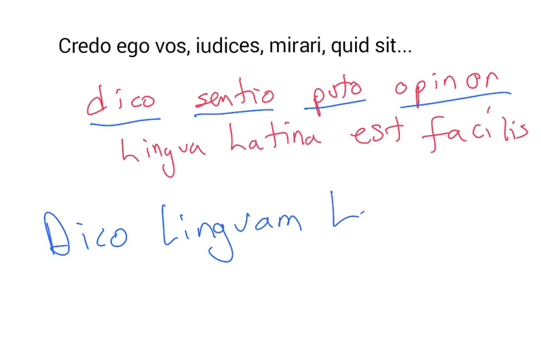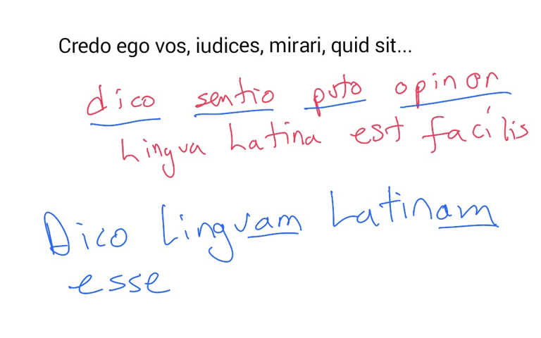In this instance, the subject of the subordinate clause has to become accusative. Then we use the infinitive. And finally, the predicate of the subject, what was previously facilis, must also become accusative, namely facilem. Dico linguam latinam esse facilem.